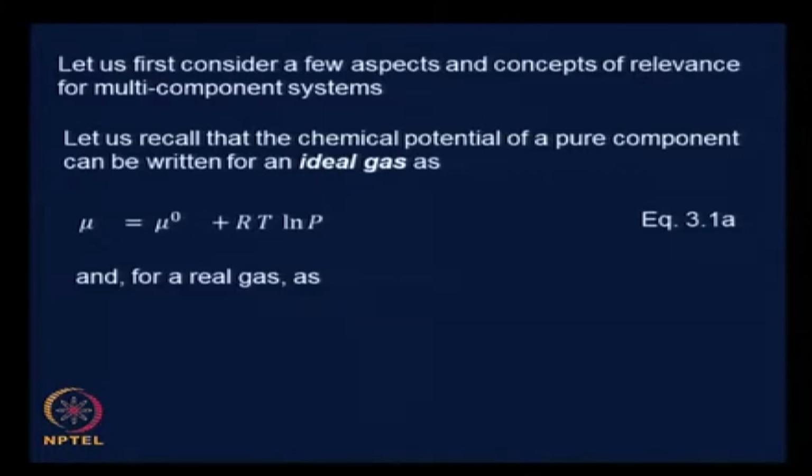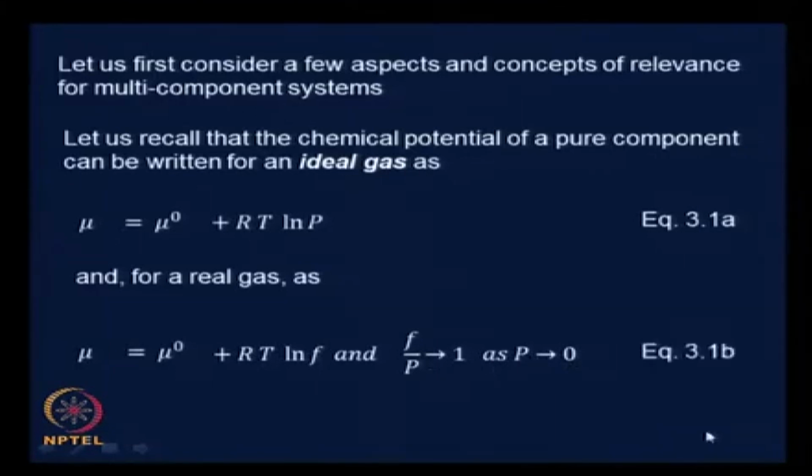and for a real gas you could write mu equals mu naught plus RT ln F. The P gets replaced by a F for a real gas, and for completeness of the definition, F by P, pressure, total pressure, tends to 1 as P tends to 0. This was equation 3.1b.